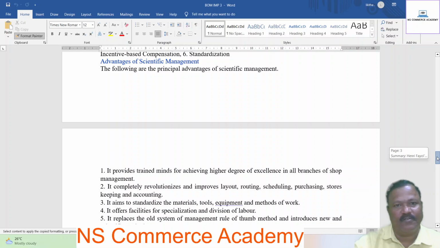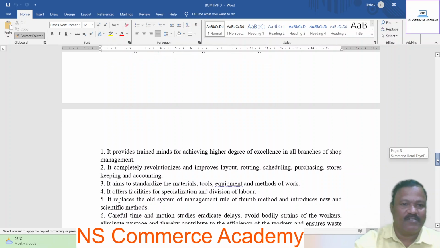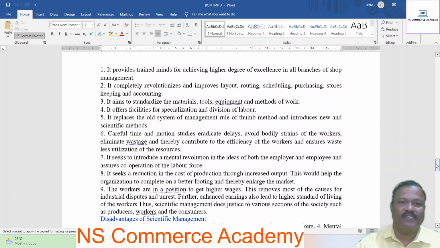The following are the principal advantages of scientific management. It provides trained minds for achieving a higher degree of excellence in all branches of shop management. It completely revolutionizes and improves layout, routing, scheduling, purchasing, storekeeping, and accounting. It aims to standardize the material, tools, equipment, and methods of work. It offers facility for specialization and division of labor. It replaces the old rule of thumb method and introduces new scientific methods.